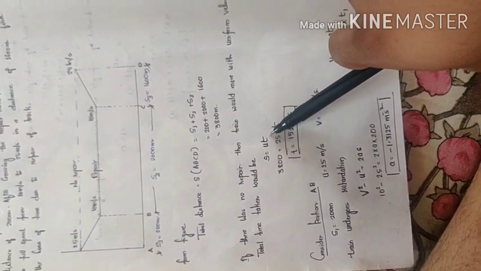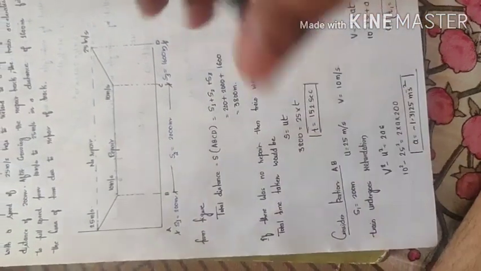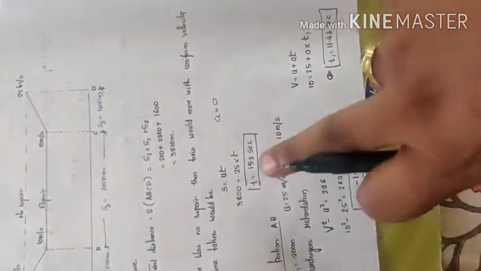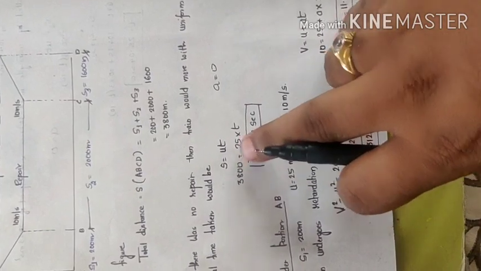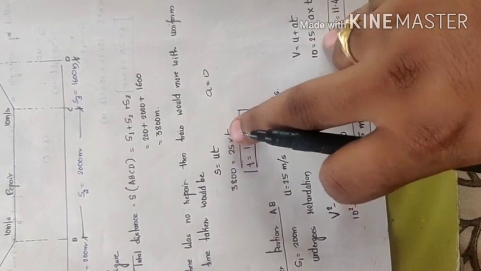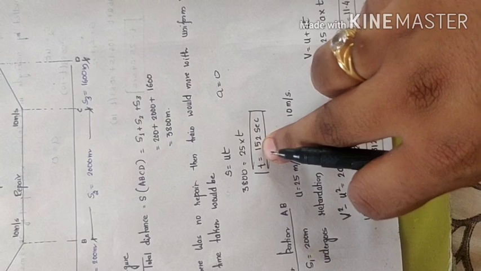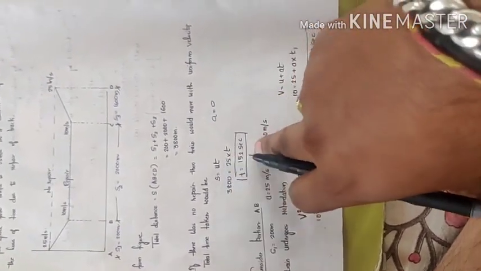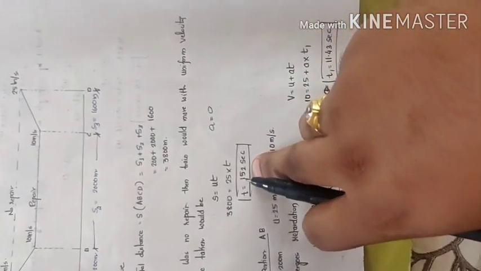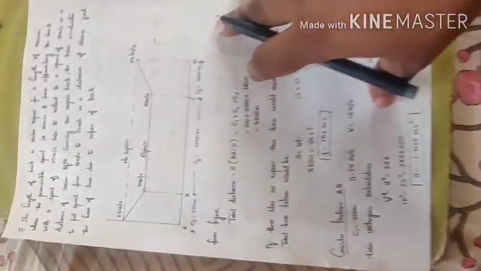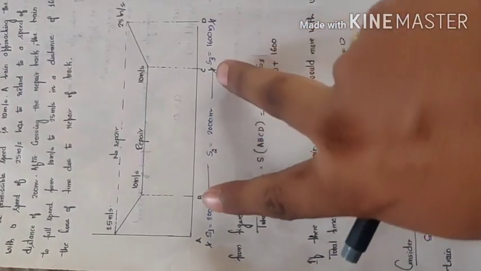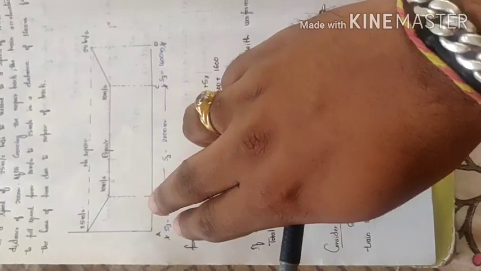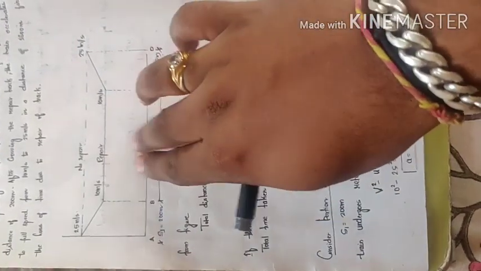S is equal to ut, because it is uniform velocity, so acceleration a is equal to 0. For a total distance of 3800 meters, with initial velocity 25, the total time would be 152 seconds. So the train would have covered this distance of 3800 meters in 152 seconds. But since there is repair work on this length of 2000 meters, we have to calculate the time taken because of this repair work.